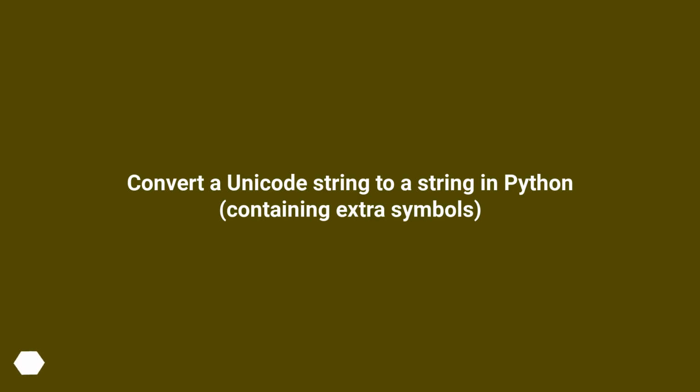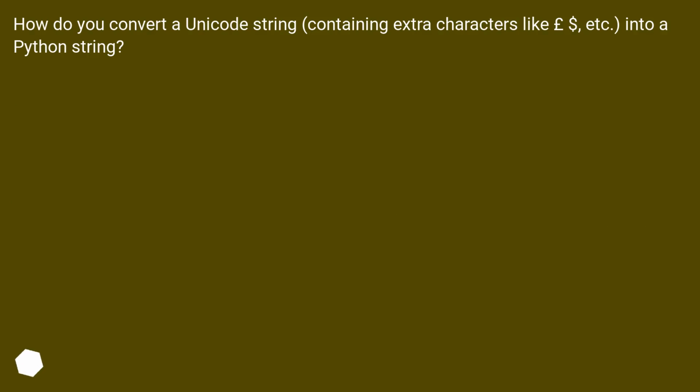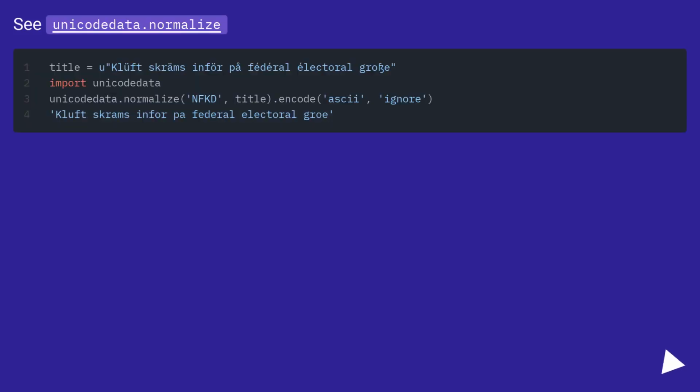Convert a Unicode string to a string in Python, containing extra symbols. How do you convert a Unicode string, containing extra characters like pound, dollar, etc., into a Python string? See unicodedata.normalize.